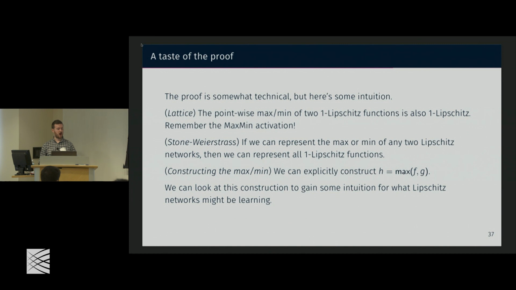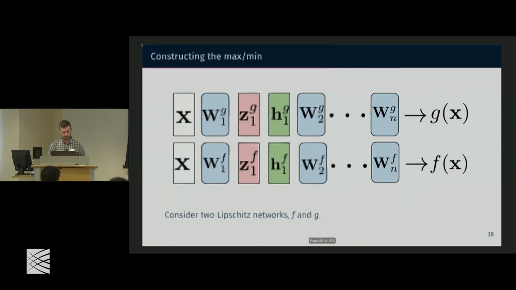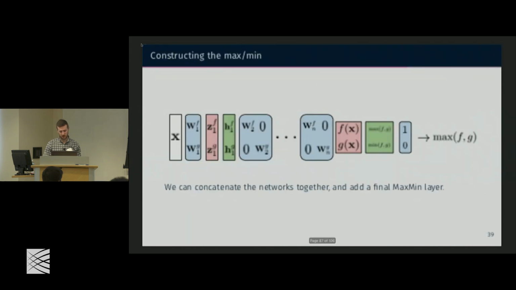I'll look at the last step in a little bit more detail, how we construct this maximum and minimum, and I think it gives a little bit of intuition about what the Lipschitz networks might actually be doing in practice. So suppose I have these two neural networks, G(x) and F(x), which have these following weights, W1G and W1F, with some pre-activations, activations, and extra weights, just a standard fully connected network built diagrammatically in this way. Then I can build the following network, which computes the maximum of these two neural networks.